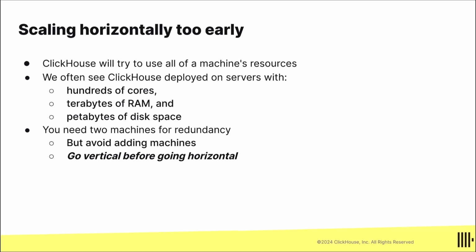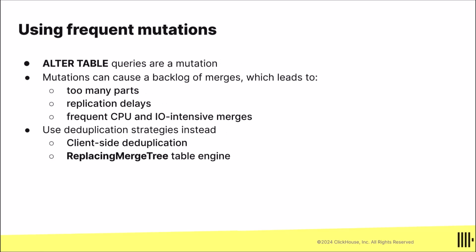Get a big machine, get terabytes of RAM, get hundreds of cores. Don't just shard your data because you're used to sharding data in these big data frameworks. ClickHouse is one of those interesting systems where having everything on one machine is great because ClickHouse uses all the resources. So don't scale horizontally unless you absolutely have to. So that's an anti-pattern.